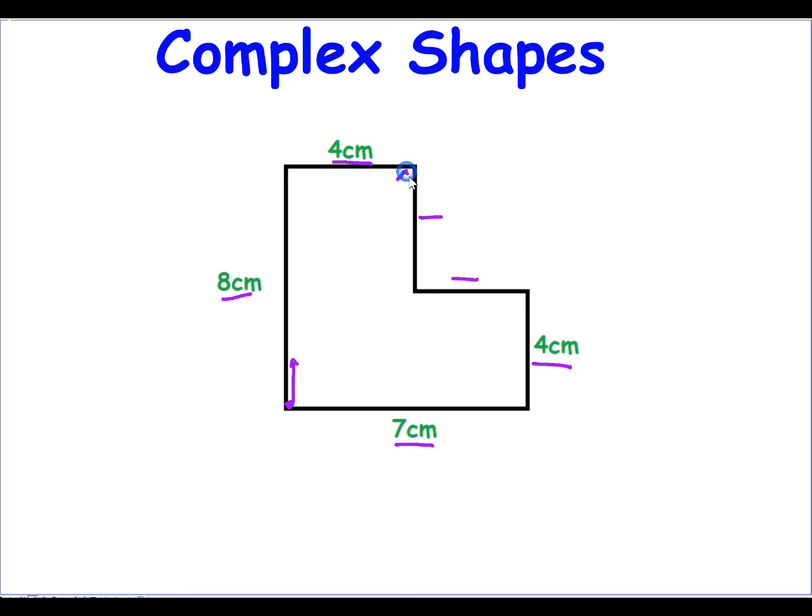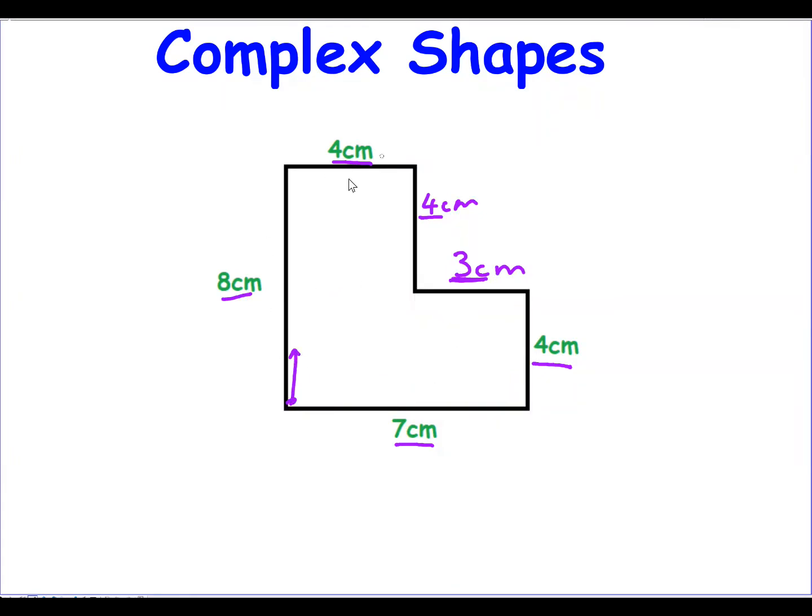So I've got 2 lengths I need to find. Now, to find this missing length here, I need to combine this length here, which I know is 8, and take away this length here, which I know is 4. So this length is 4 centimeters. It's the same for this missing length here. If I know the distance from there to there is 7, and that the distance from here to here is 4, then this missing length must be 7 minus the 4. So that's 3 centimeters.